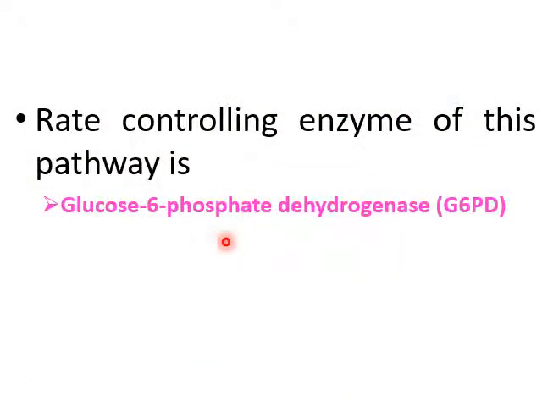The first enzyme of the first phase of the HMP pathway is glucose 6-phosphate dehydrogenase, or G6PD. This is the rate controlling or rate limiting enzyme of this pathway. So G6PD catalyzes the conversion of glucose 6-phosphate into 6-phosphogluconolactone.